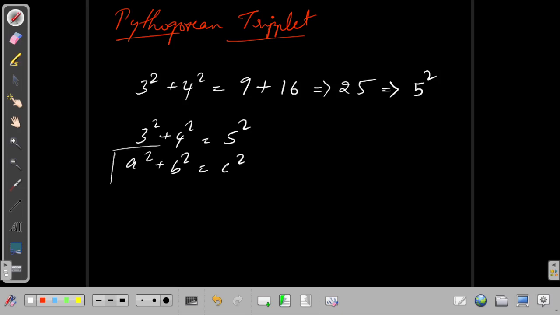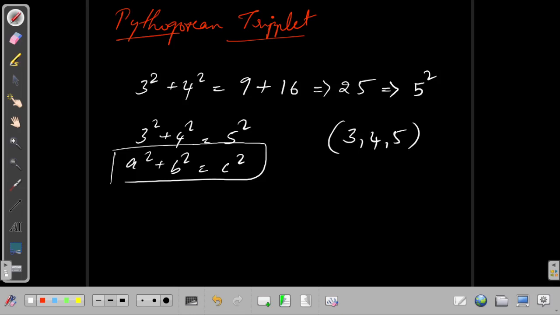So here, what is the derivation I got? A square plus B square is equal to C square, where A, B, C are a Pythagorean triplet. So can you say some Pythagorean triplets? Here 3, 4, 5 are a Pythagorean triplet. One more triplet is here.